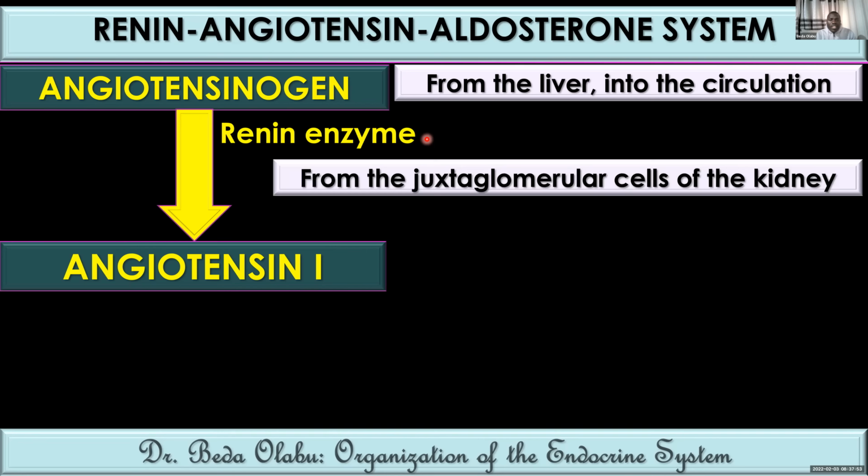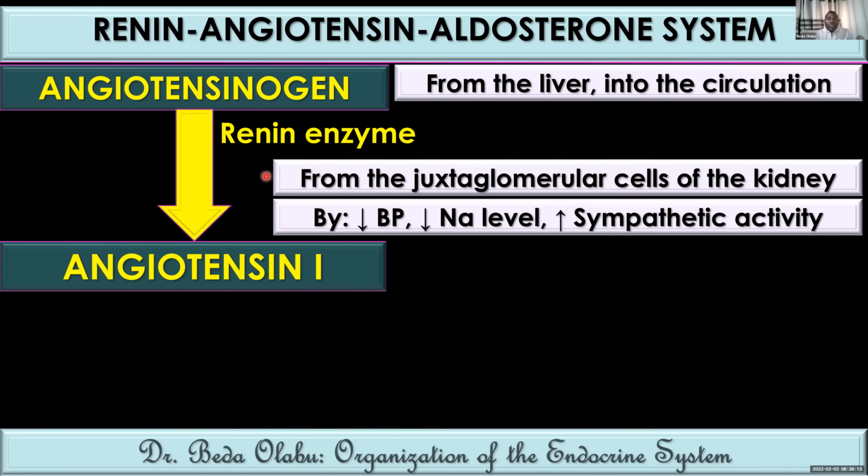But where does renin come from? Renin comes from the juxtaglomerular cells of the kidney. The kidney has some cells within it that are called juxtaglomerular cells. Those juxtaglomerular cells are the ones that produce renin enzyme.